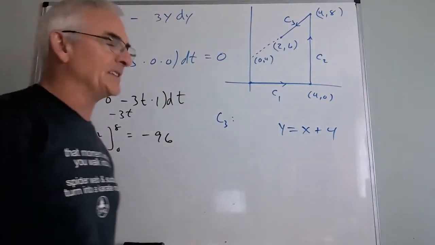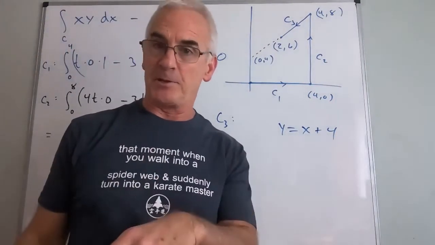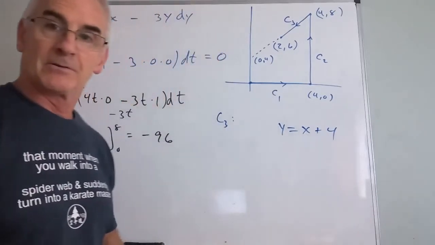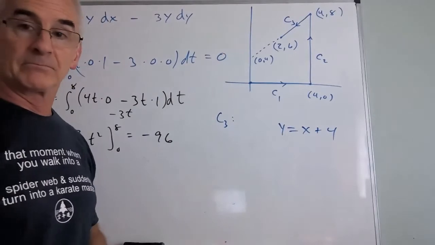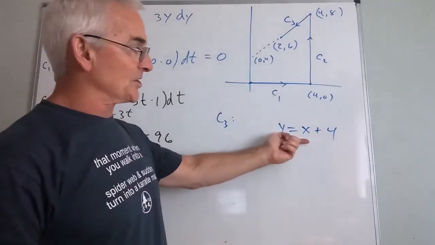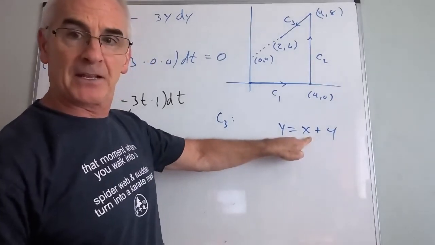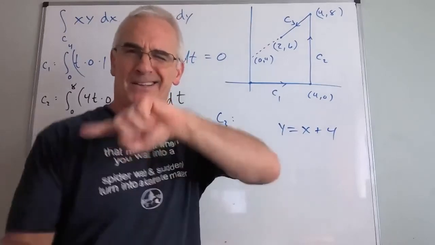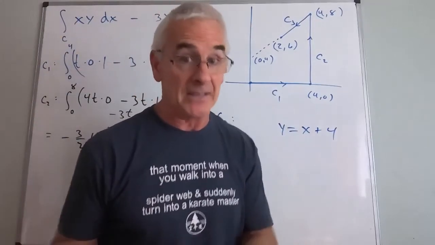So what would be an easier parameterization? Picking x to be t or picking y to be t, or does it make any difference whatsoever? Anybody? Probably doesn't make much difference. But if I wrote my equation this way, then picking x to be t means y is just t plus 4. I don't have to think. If I make y t, then I've got to rearrange, and it doesn't make any difference.